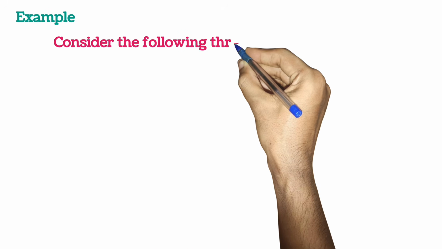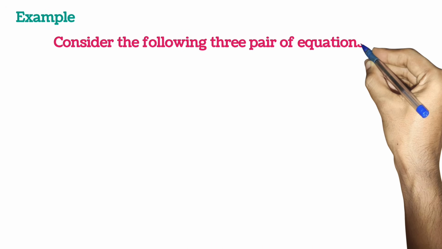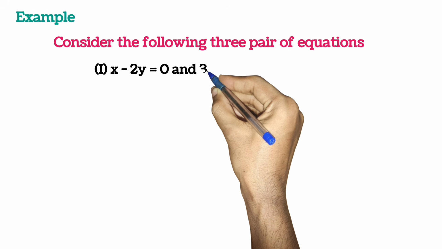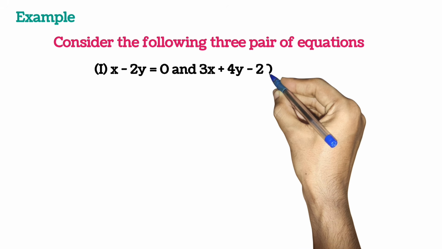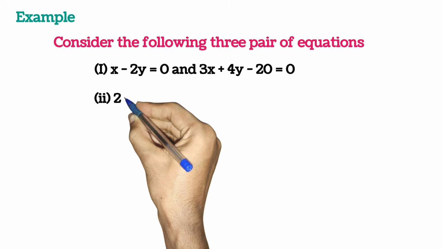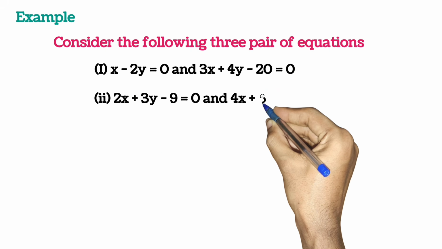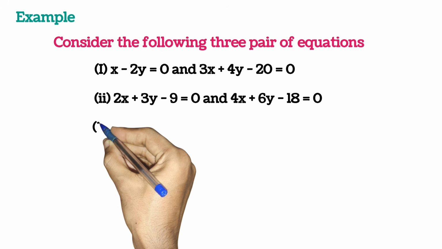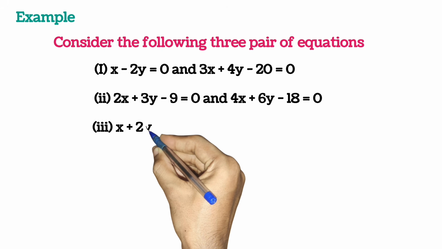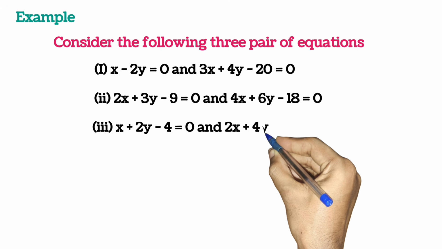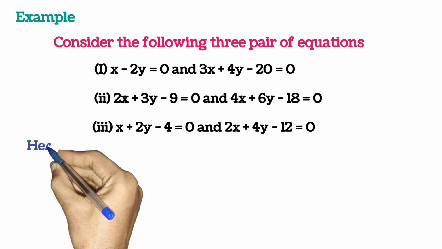Consider the following three pairs of equations. First one is x minus 2y equal to 0 and 3x plus 4y minus 20 equal to 0. Second one is 2x plus 3y minus 9 equal to 0 and 4x plus 6y minus 18 equal to 0. Third one is x plus 2y minus 4 equal to 0 and 2x plus 4y minus 12 equal to 0.